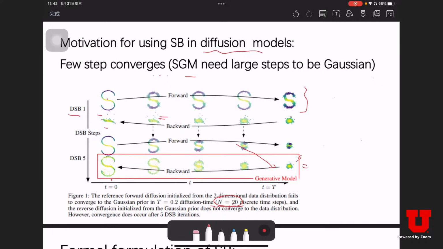And the forward will be a very nonlinear, very adaptive SDE, just to ensure you can evolve or transition from the data to a Gaussian in very short steps. And we will use this as our final generative model.